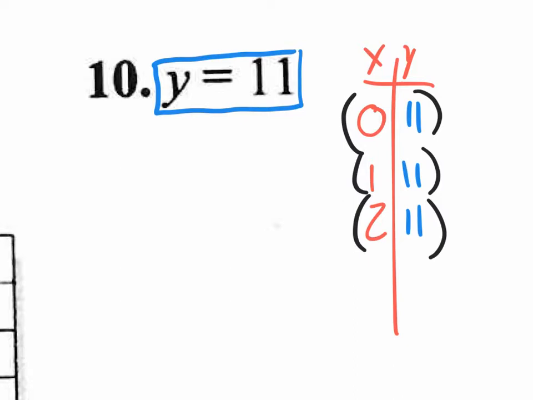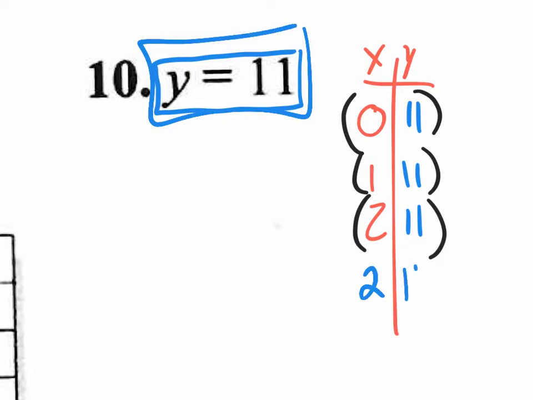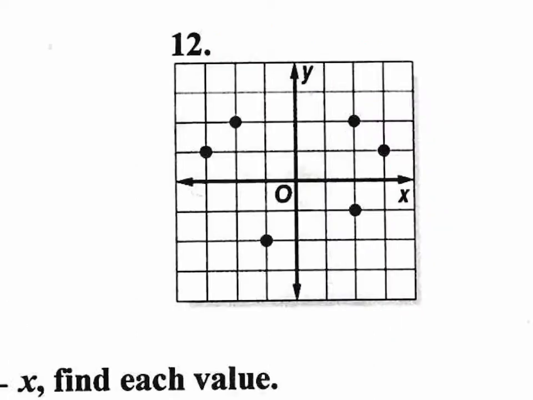Or you could even think of it numerically. I plugged in a 0, I got out an 11. Plugged in a 1, got out an 11. Plugged in a 2, got out an 11. Is there any way I could plug in the same number, 2 again, and get out a different answer? No, because this equation says your y has to be 11. So this is definitely a function. Make sense? I hope. Jumping to number 12, we can use the vertical line test on this one.